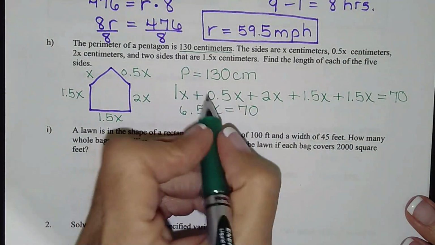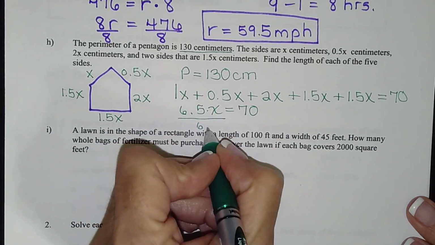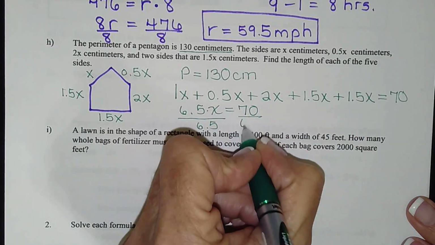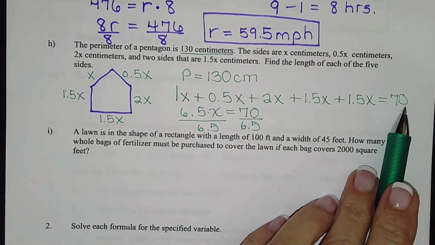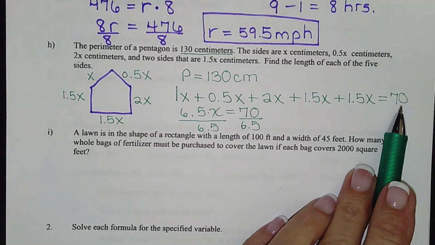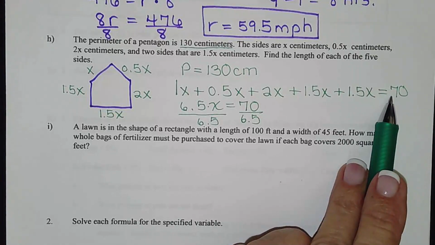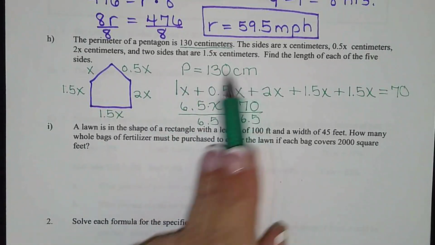And then the next step, the opposite of times is divide. Divide both sides by 6.5. And why do I feel like I have this wrong? Duh. You guys are supposed to be screaming at me through the thing. I used the last perimeter instead of this one, even though I have it written really big here.